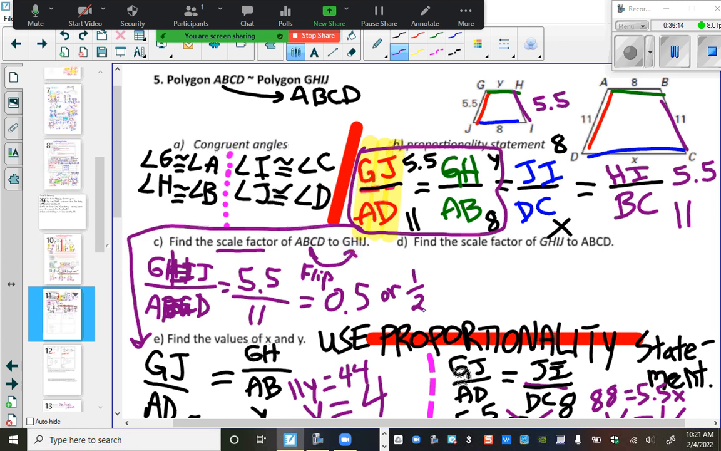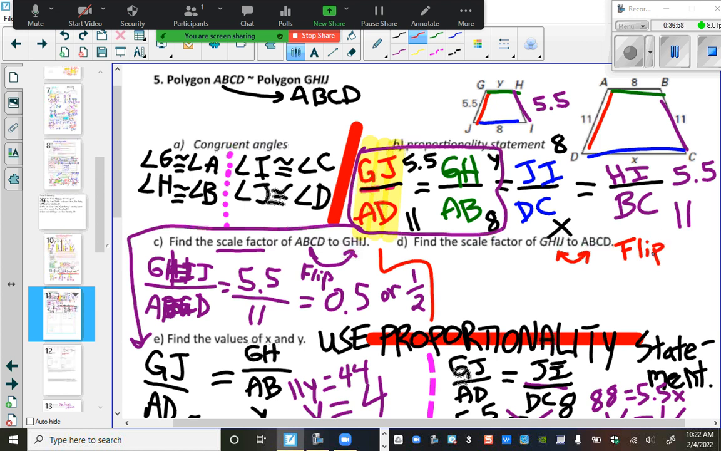And again, if you're going from bigger to smaller, that number has to be less than 1. That's an automatic clue. Similarly, another automatic clue: if you're going from smaller to bigger, is that number going to be less than or greater than 1? That scale factor better be greater than 1. And that's going to be real easy to figure out. Again, flip. I tell everybody flip.